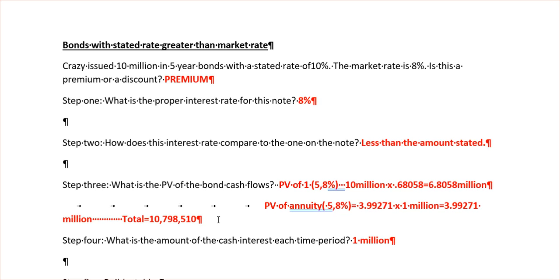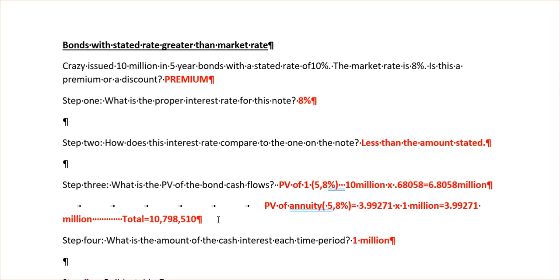So again, adding these two together, we come up with a number that is greater than 10 million, which is proper. We have to ask ourselves, is there interest being paid and how much is the interest being paid? And this interest is going to be 10% of 10 million, or 1 million. So we start now and we begin to build our table.